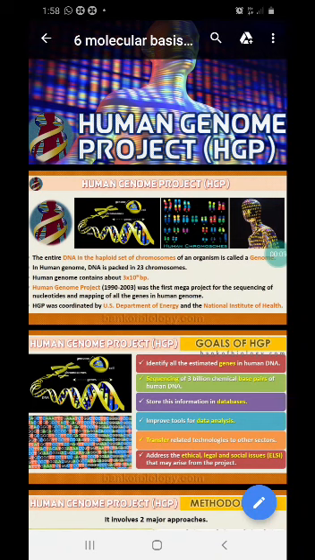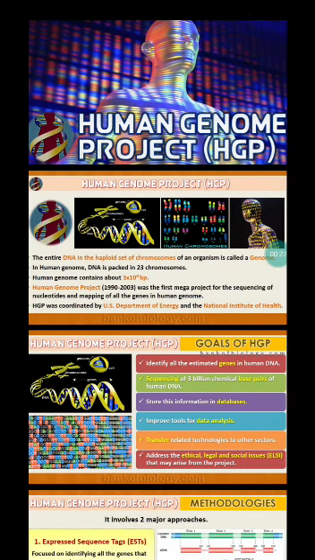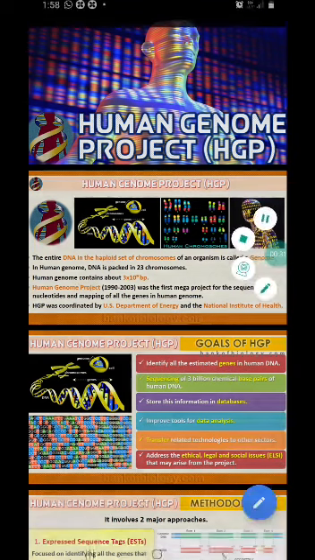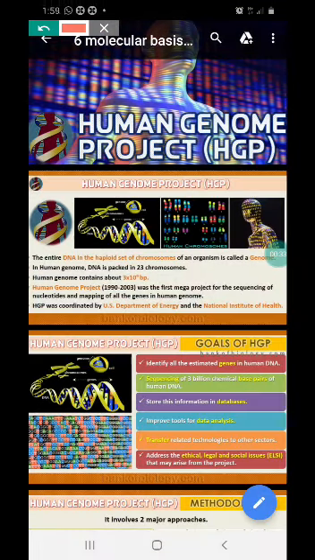So, today we are going to do about Human Genome Project, HGP. Now, what is this HGP, children? It is to find out the entire set of chromosomes of an organism, which is the haploid set actually. The human genome contains about 3 into 10 to the power 9 base pairs. This is the haploid set.